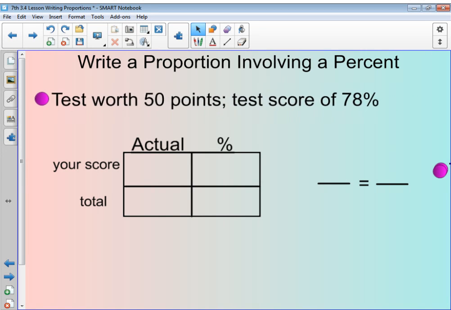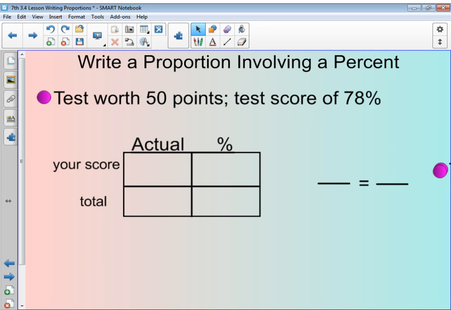Okay, so I want you guys to try this one. So the test was worth 50 points. You got a test score of 78%. So go ahead and pause your video and work your way through this one. You can either use the table or you can set it up as the ratio fraction format.